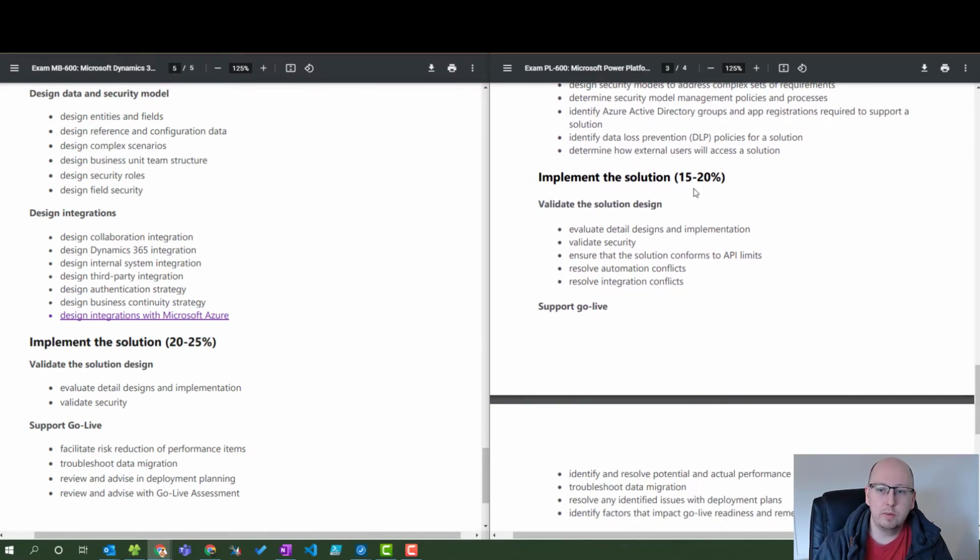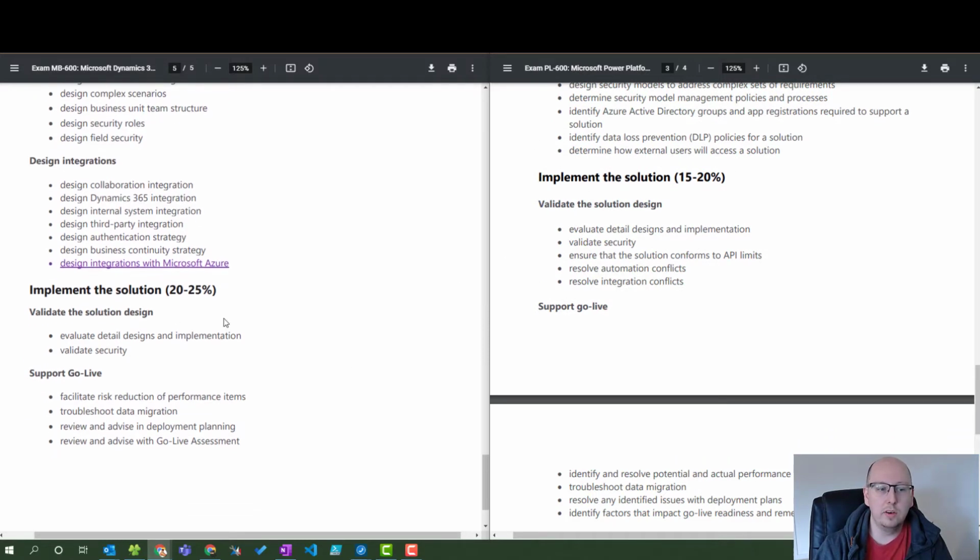So we have weighted a little less in the new exam, 15 to 20, a little higher in the old exam, 20 to 25, but essentially it's the same things. Evaluate the solution. We do have another one, ensure the solution conforms to API limits. API limits are very important at the moment, so you do need to be aware of those when you're designing any solution. Resolve automation conflicts and resolve integration conflicts.